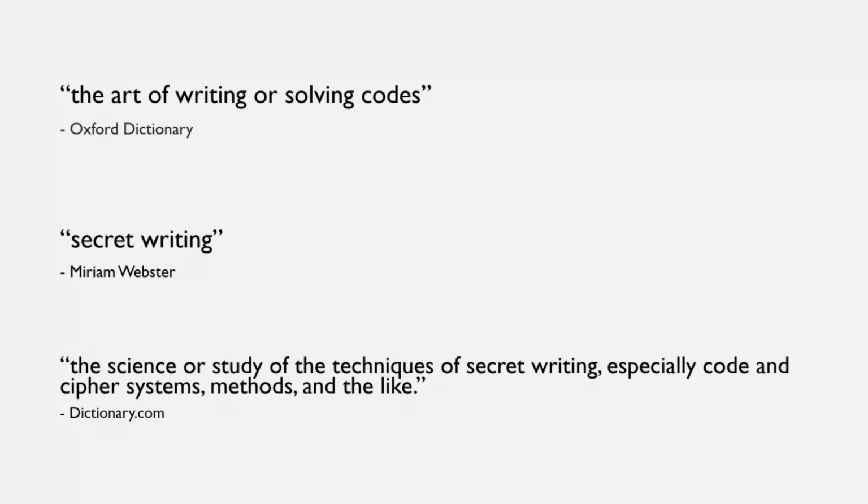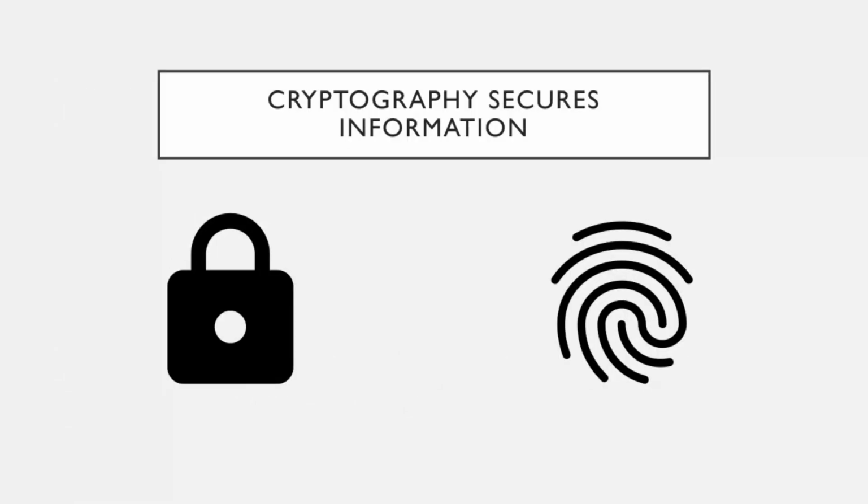So secret writing, the science of study of the techniques of secret writing, especially code, cipher systems, methods, and the like. It's also a sort of wishy-washy definition. It's hard to tell what it really means. I prefer explaining that cryptography secures information, and that it does it in 2 ways. It hides things and it proves things.